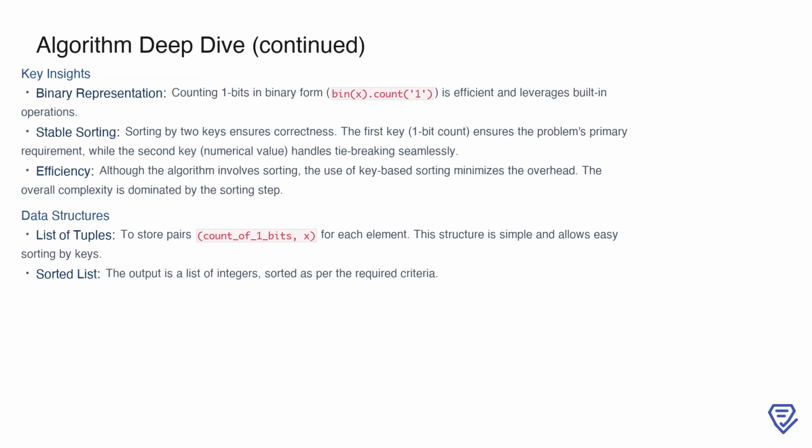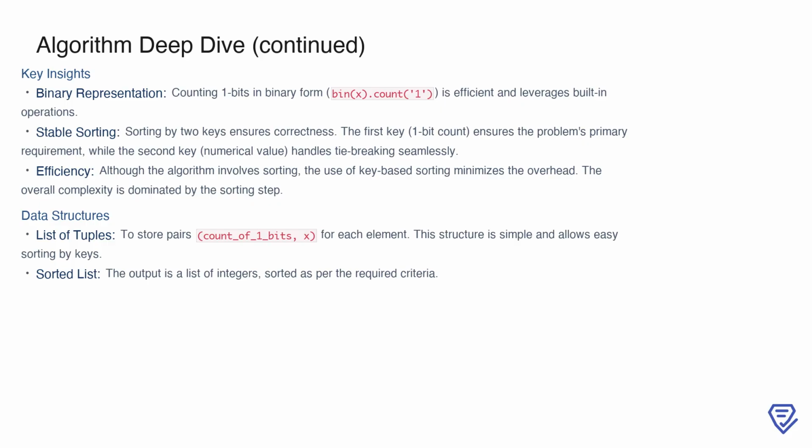The key insights behind this algorithm make it both intuitive and efficient. First, calculating the number of 1 bits using the bin(x).count('1') function is a quick and reliable way to derive the primary sorting key. Second, by leveraging stable sorting, we ensure that the secondary key, the numerical value, is seamlessly applied to break ties without additional steps. This simplifies the implementation while guaranteeing correctness.